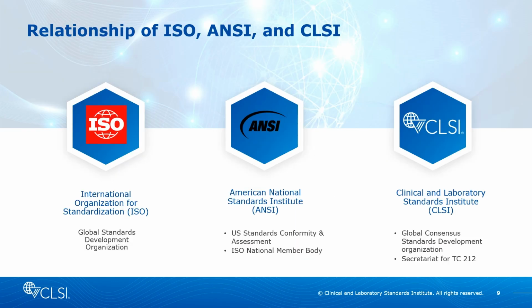ISO has 169 national standards bodies as members. Each country that participates in ISO has a designated national member body, or NMB. For example, UK has BSI, Germany has DIN, France has AFNOR. ANSI, American National Standards Institute, is the national standards body representing the U.S. ANSI is responsible for every U.S. vote and comment on any ISO document, including but not only TC212.